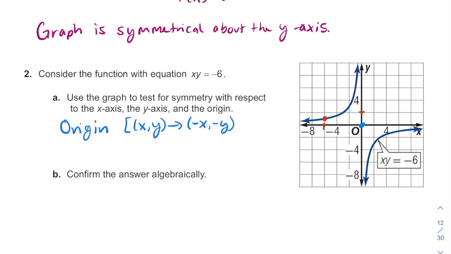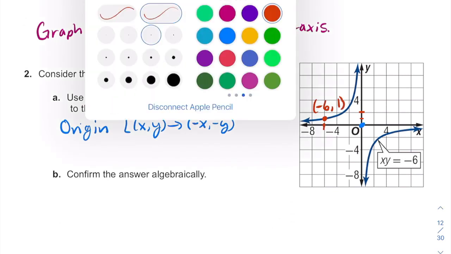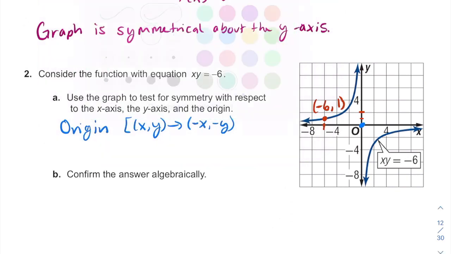Since this is 2, that means this is 1. So I'm going to say that this point here is negative 6, positive 1. So let's switch this. If I switch the x and I switch the y, I should expect to find the point positive 6, negative 1 on the graph.